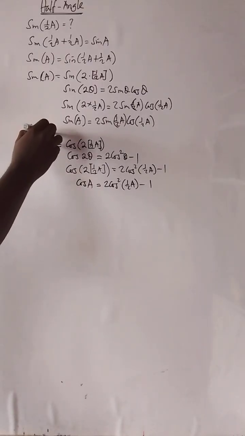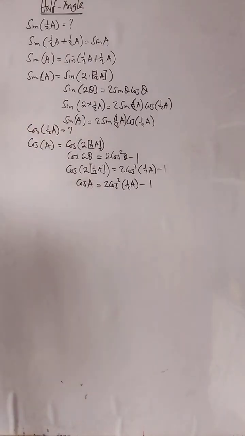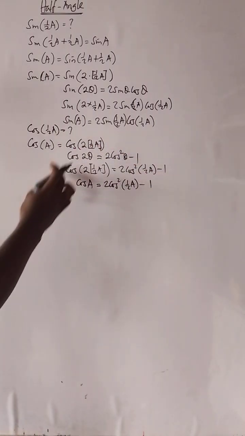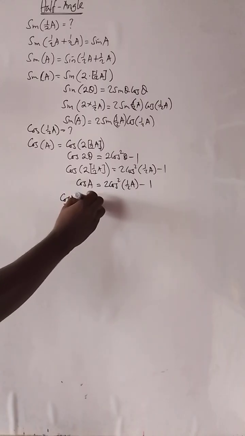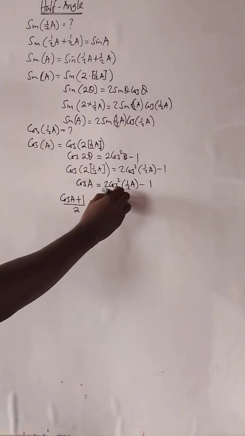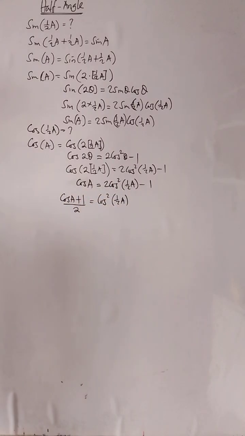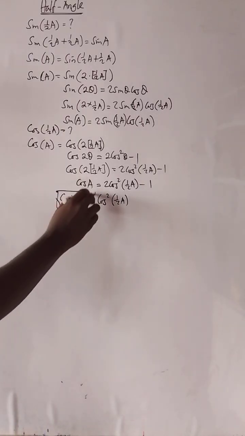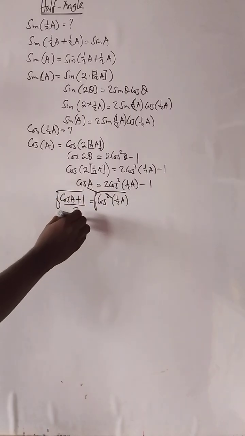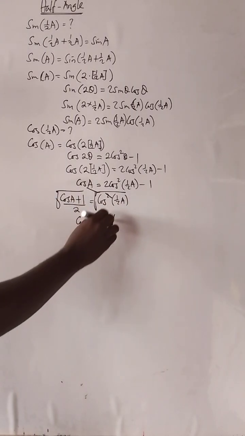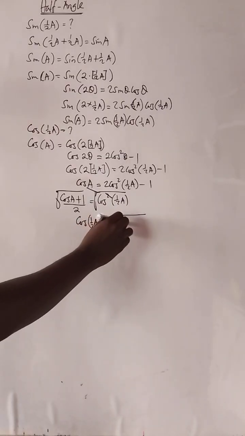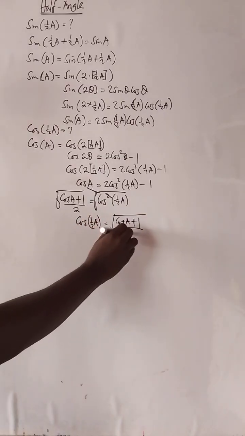Note, our aim is to know the value of cos half of A, because our aim is the half angle. So if you make this the subject, I can bring this one here. So cos A plus 1 divided by 2 equals cos square half of A. To get this, we find the square root of both sides. So cos half A equals the square root of cos A plus 1 over 2.